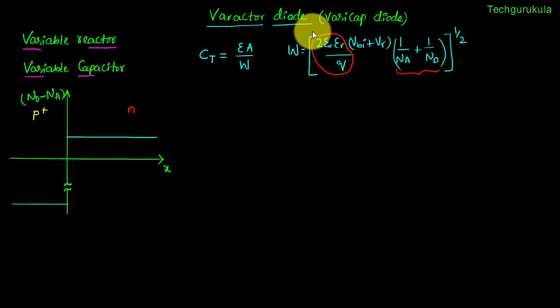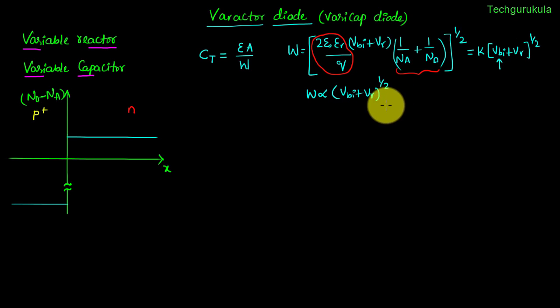So we can write the depletion width W equal to a constant K times (VBI plus VR) whole power half. And of course, for a given doping, VBI will also be a fixed value. But now let me write W as directly proportional to (VBI plus VR) whole power half. If you assume VR is far greater than VBI, we can simply write this as W directly proportional to VR power half.